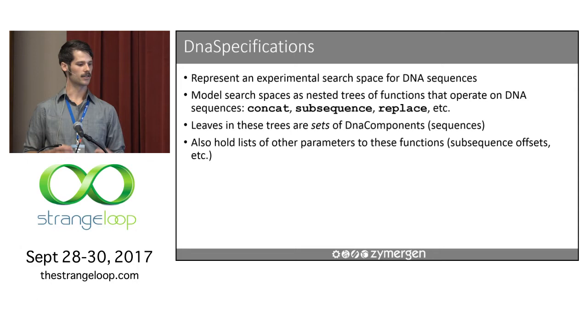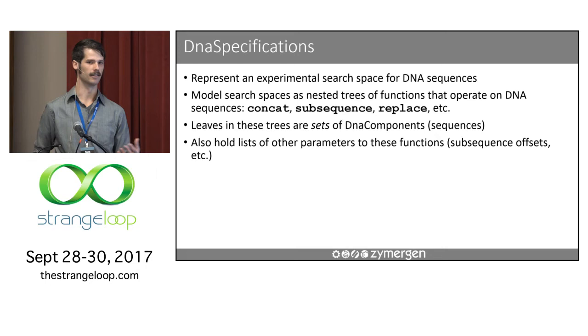We start with sets of DNA components, small search spaces, and we connect them into bigger search spaces as nested trees of functions. Some examples might be concatenate, which, much like a string concatenation, takes two sequences of DNA and sticks them together. They can hold other static properties, much like the DNA components as well.